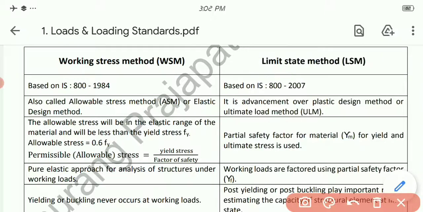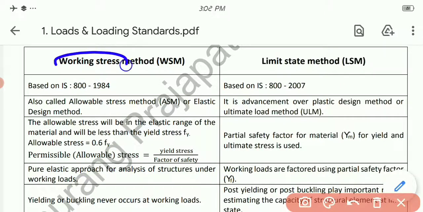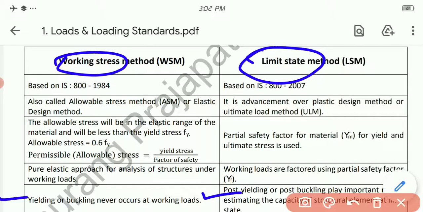Next point, in the working stress method, a pure elastic approach is used for analysis of the structure under the working load. So in simple words, working loads are considered for the design, while in the limit state method the working loads are factored using the partial safety factor. It is the biggest advancement of the limit state method. Then fifth, in the working stress method, yielding and buckling never occur at the working load, while in the limit state method, post yielding and post buckling play a very important role in estimating the capacity of the structural elements in the limit state.